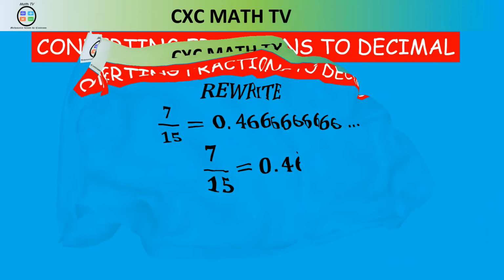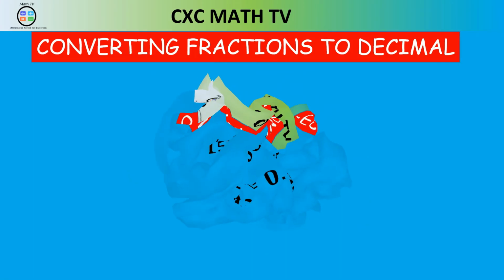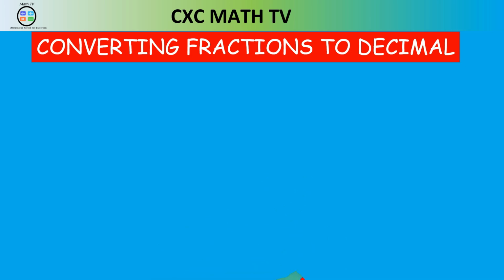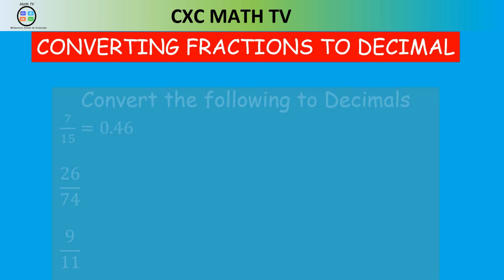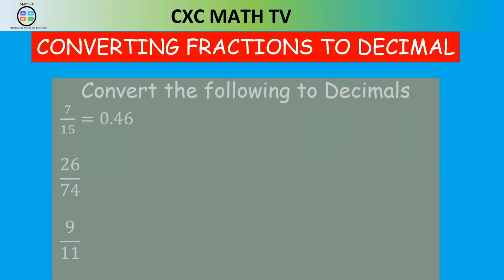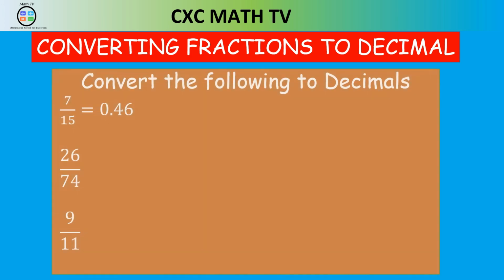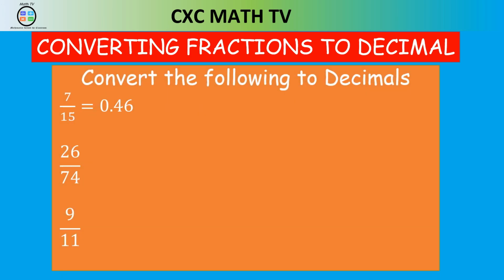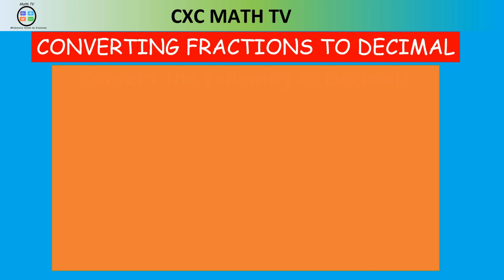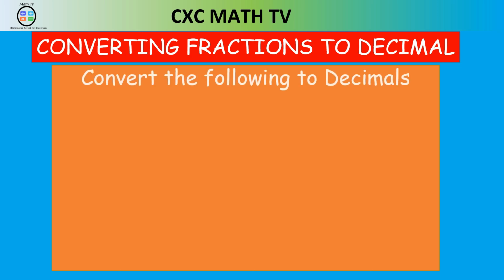So we see that 7 over 15 is 0.46 reoccurring. Now try the next two, 26 over 74 and 9 over 11. I hope you would have attempted, and with 26 over 74 you should be getting 0.351, 351, 351. Notice that the 351 repeats, so you put a dot above all of them, above the 3, 5 and the 1 to show that those 3 digits are reoccurring.